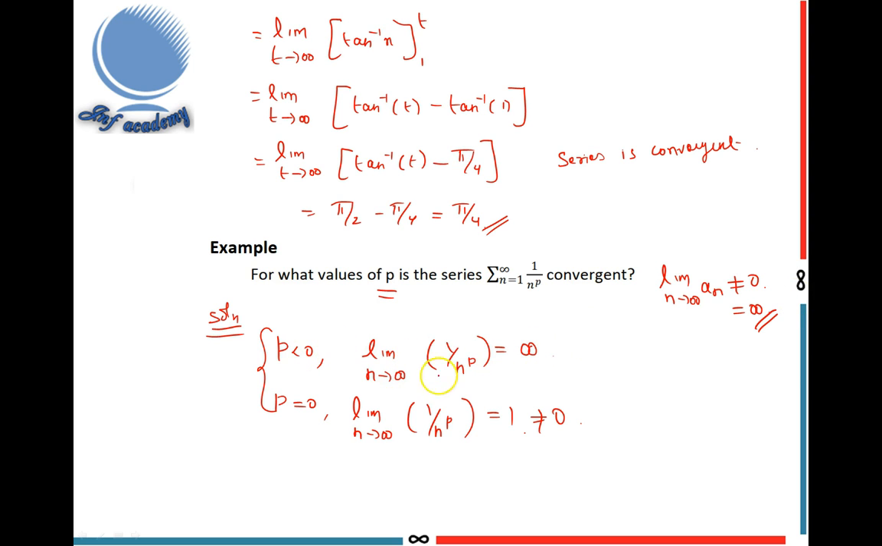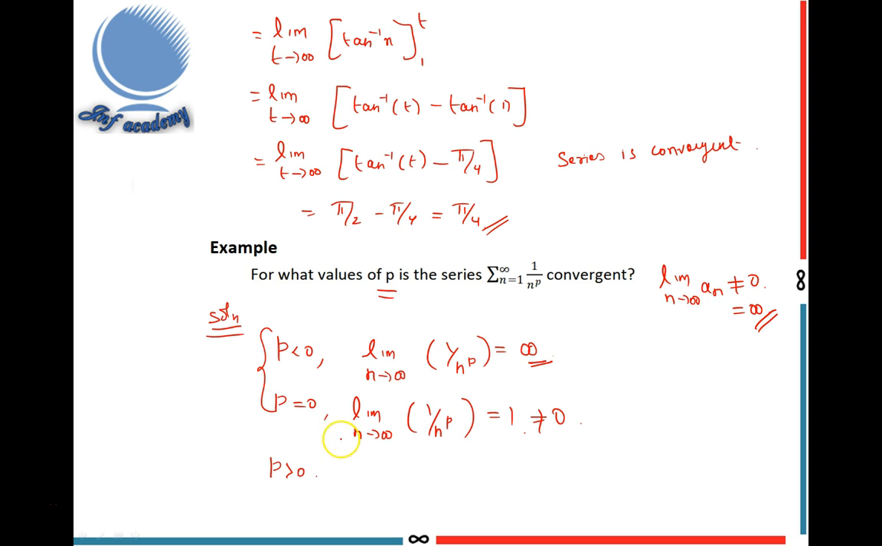Here, for p less than 0, the limit of the nth term as n tends to infinity is infinity. For p equal to 0, 1 by n power 0 is 1, which is not equal to 0. So by using the test for divergence, I can say that for p less than 0 and p equal to 0, the series is divergent. Next, analyze the case p greater than 0.